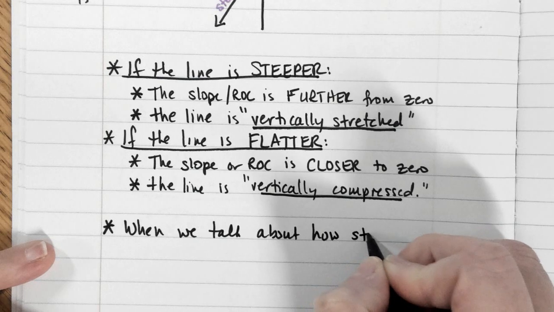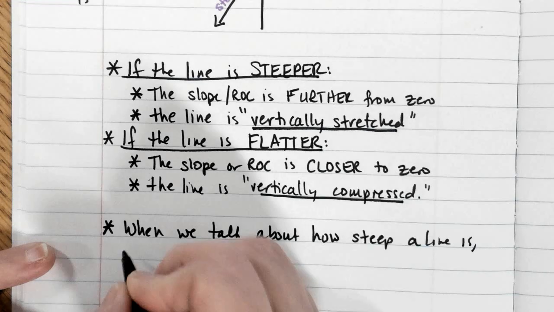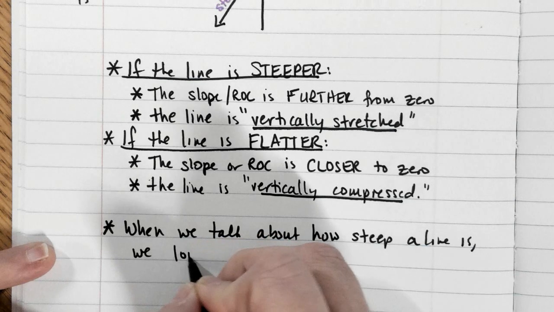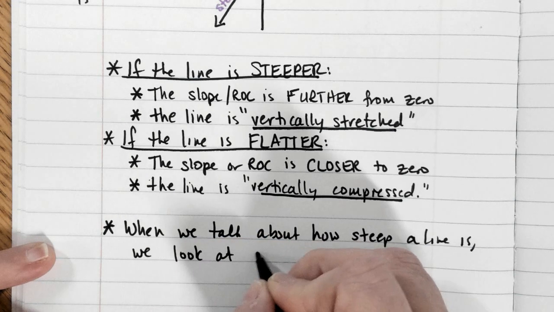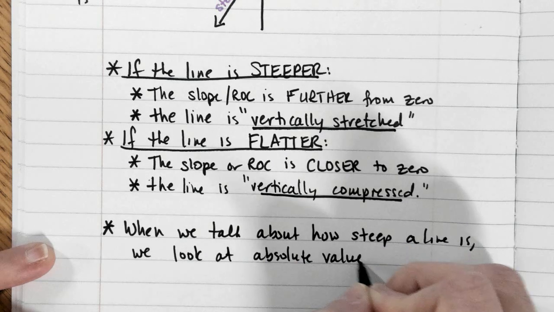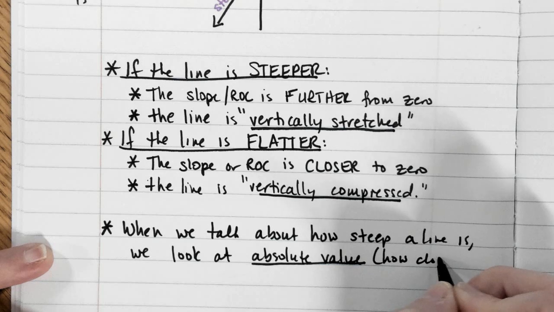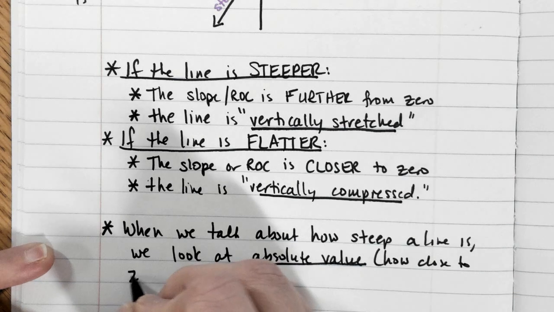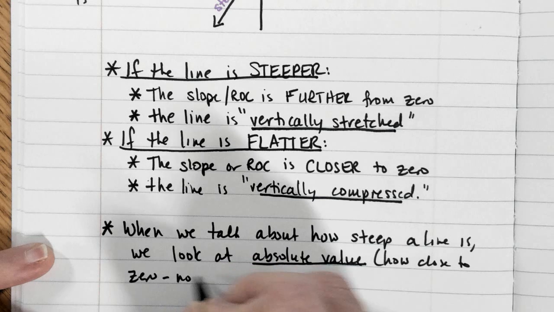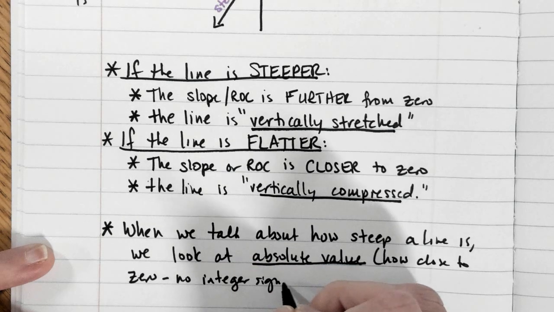When we talk about how steep a line is, we look at absolute value, which is how close it is to 0. No integer sign. Okay, so we don't look at the integer sign.